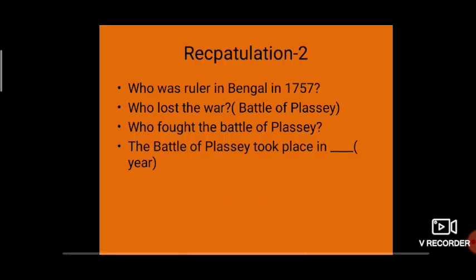So this is your recapitulation too. Number 1, who was the ruler in Bengal in 1757? You must be remembering the Battle of Plassi. Then who lost the war? Then who fought the Battle of Plassi? Who was there? It was among whom? Then the Battle of Plassi took place in which year? These are the 4 questions. I want answers. Write it in the comment box or send me on my WhatsApp number.